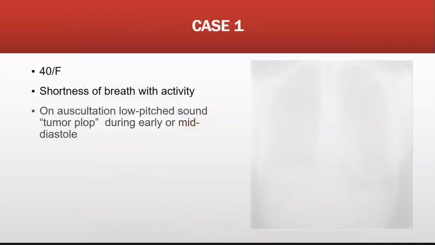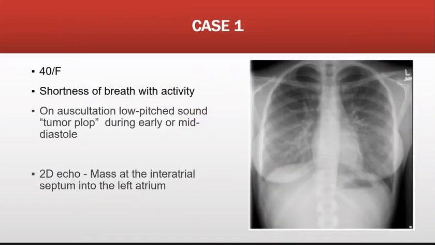We will now proceed to our first case. The first case is a 40-year-old female who complained of shortness of breath with activity. Upon auscultation, a low-pitched sound is heard during early or mid-diastole. Chest X-ray is unremarkable, so the attending physician requested a 2D echo, which shows a mass at the interatrial septum into the left atrium.